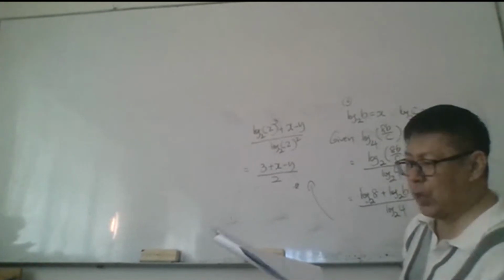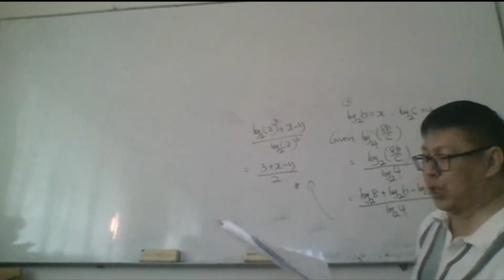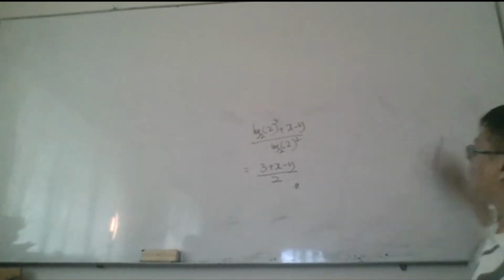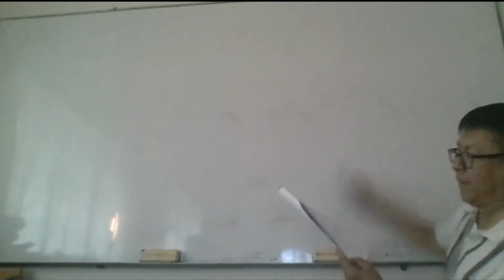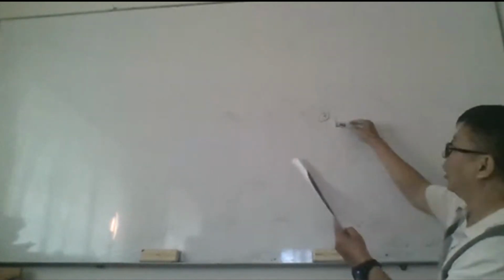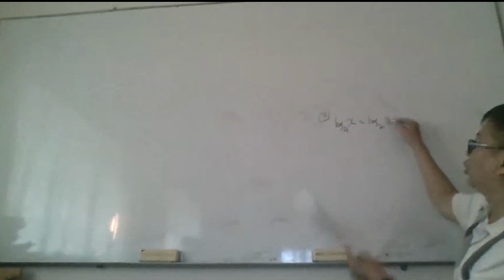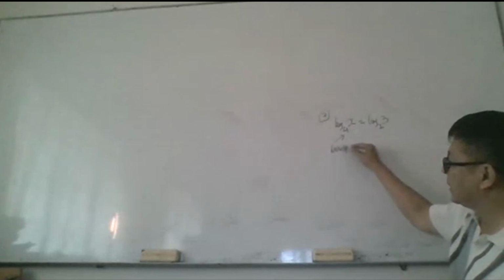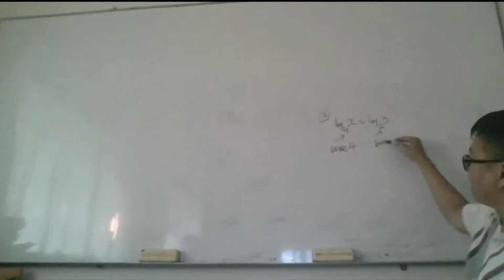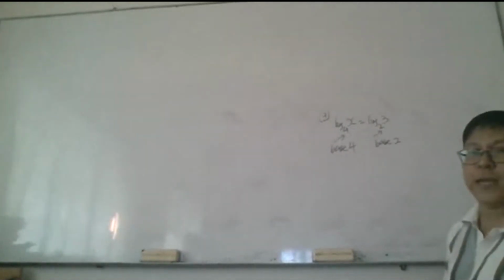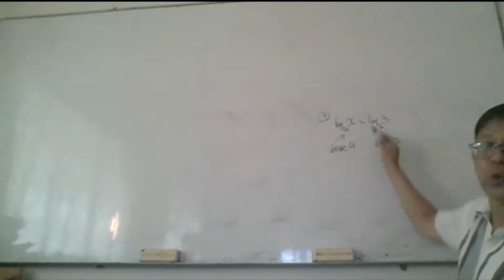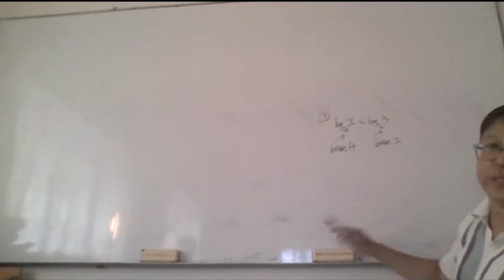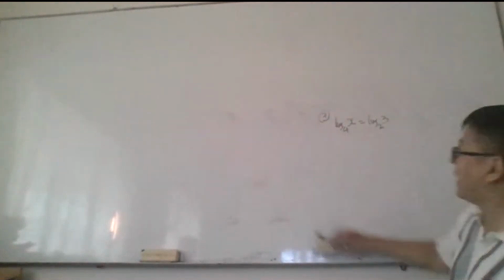Okay, and then I will show you another question, question number 7. For question number 7, we are also using change of base of logarithm. Log_4 x equals log_2 3. So you can see this is base 4 and this is base 2. For me, I will always change base 4 to base 2, but some teachers ask students to change base 2 to base 4, which is okay. But I will change base 4.